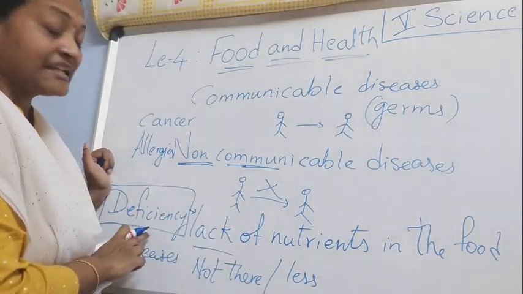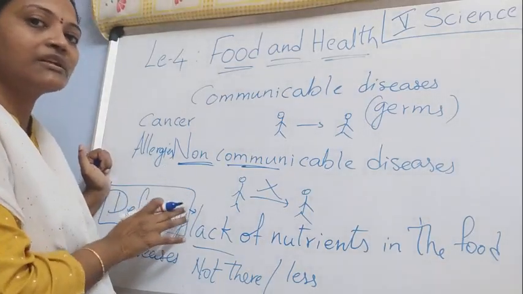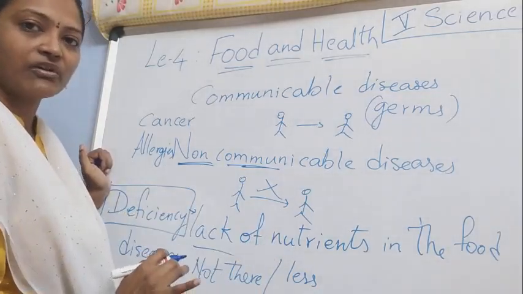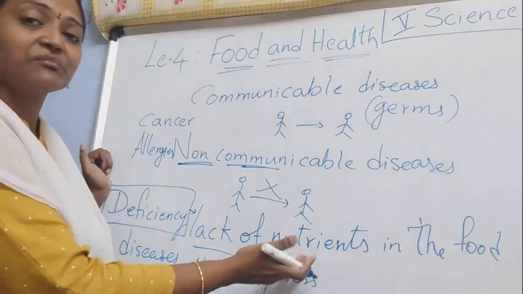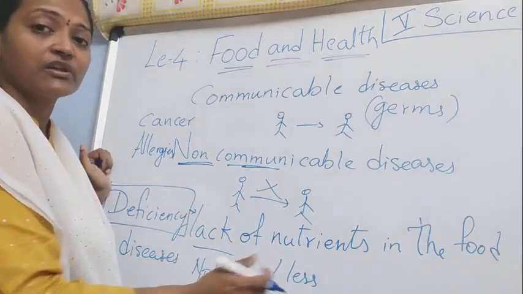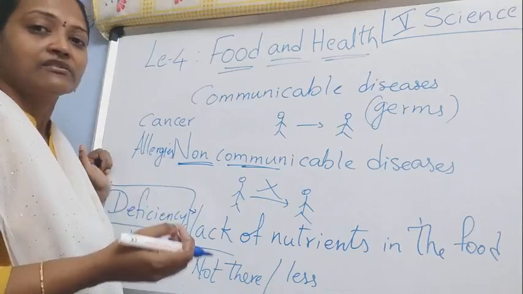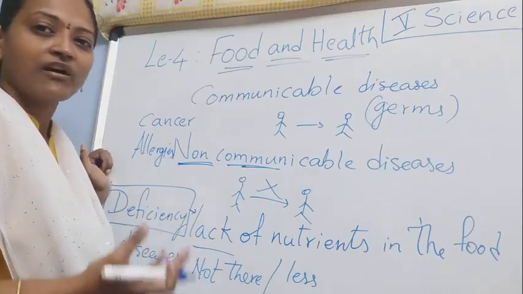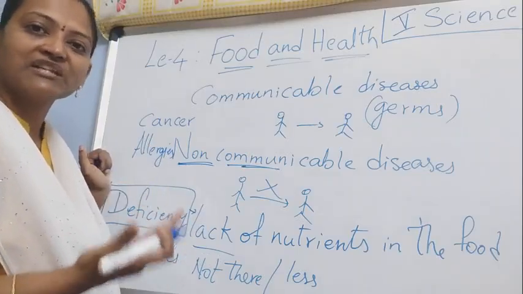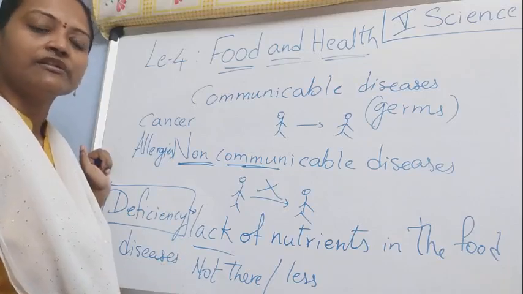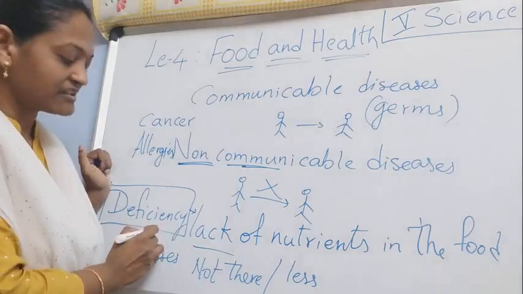Mainly deficiency diseases. What does deficiency mean? Deficiency means only lack of something. Here, lack of something, nothing but nutrients in the food. If you are eating any food item and it does not have the nutrients, what are the nutrients? How many types are there? Five main types, right? Carbohydrates, proteins, fats, vitamins, minerals, right children? These are all nutrients. If those nutrients are not there or very less, then we call it deficiency.